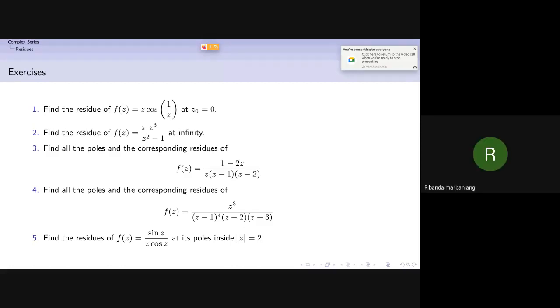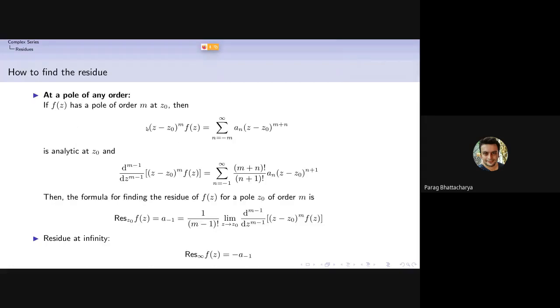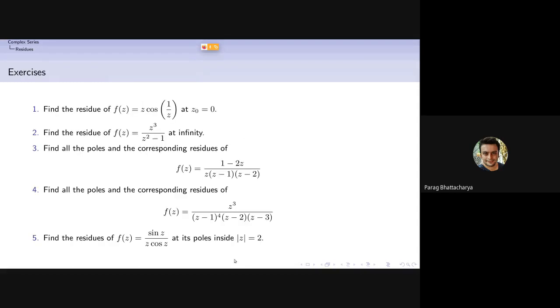Yes, sir. Try this problem number 2: z cube by z square minus 1. Just try it out. Residue at infinity. Here again, all you have to do is find the Laurent series expansion, and in that Laurent series expansion, find the a minus 1 coefficient. The moment you get the a minus 1 coefficient, residue at infinity is minus a minus 1. So just put a negative sign on it. That's going to be the residue at infinity.